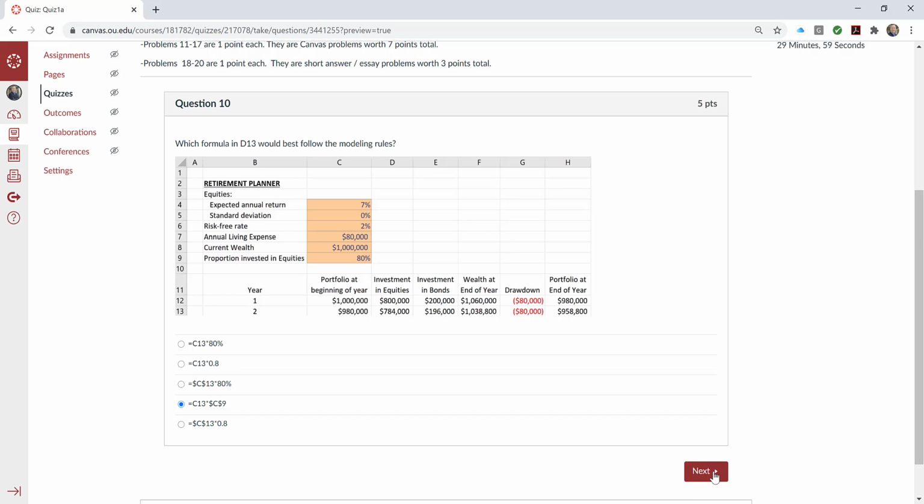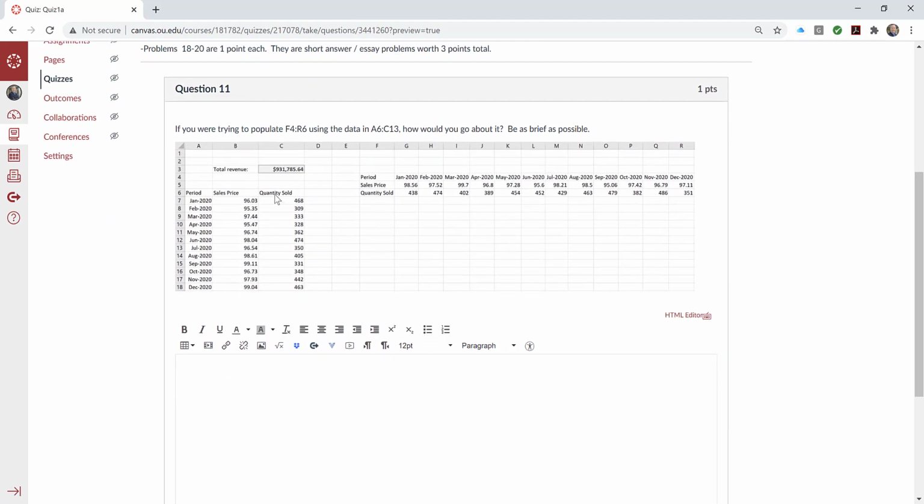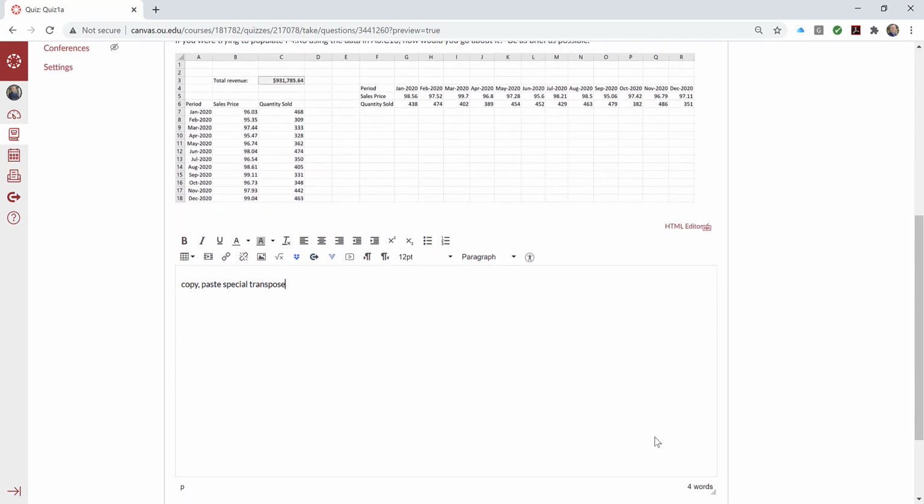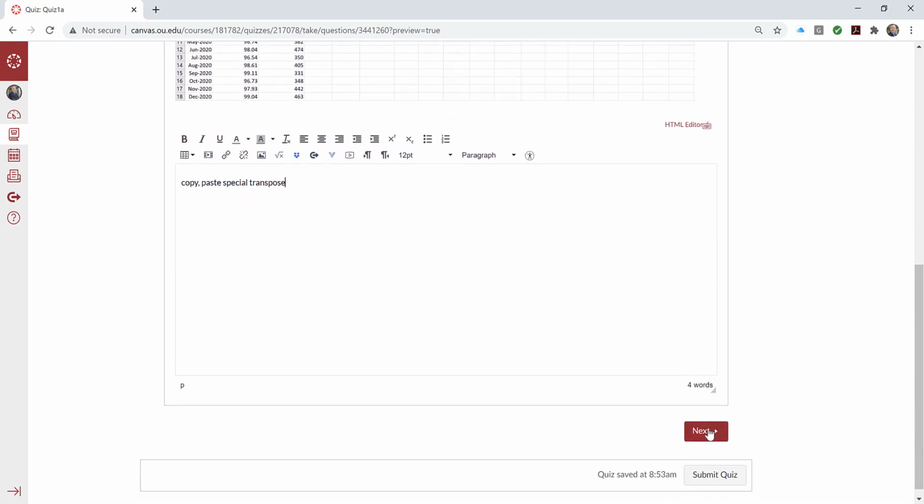So let's move on. If you were trying to take these cells and use them to populate these cells, I was thrilled by the high percentage of correct answers on this, and I accepted things as simply as copy, paste, special, transpose. Because that's what you do. You copy these cells, you paste special, and then you click the transpose box. Some of you wrote longer essays, and that's okay, but this was very elegant and brief.